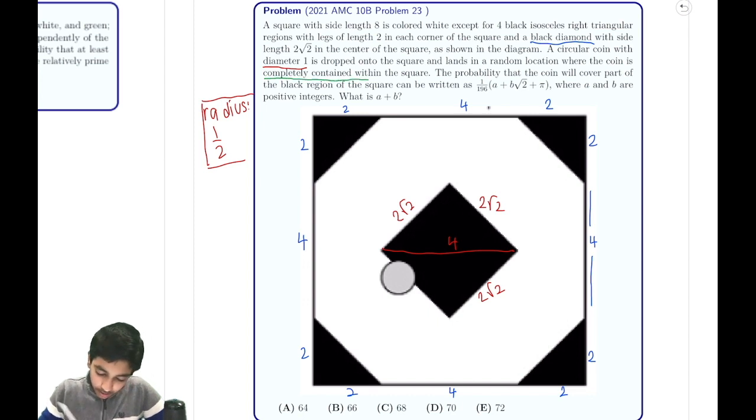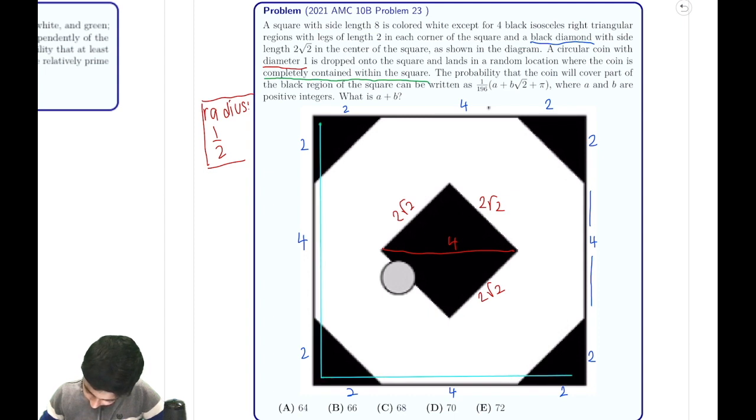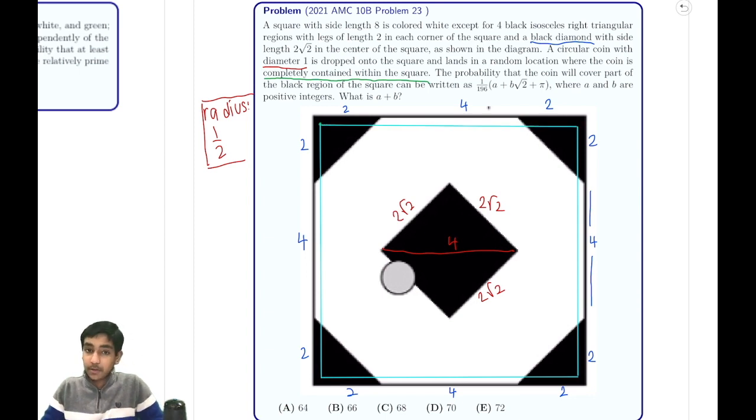So contained within the square, what are the possibilities for where the coin can be? Well, if it's contained in the square, the center will have to be in this light blue square I'm just drawing. The reason is that if the center is in this light blue square, then the coin will be fully contained in the actual square. Let's say we've got something like this. If the radius is 1/2 and the center is on the very edge of the blue square, the coin will just be tangent to both of the sides, just touching right there.